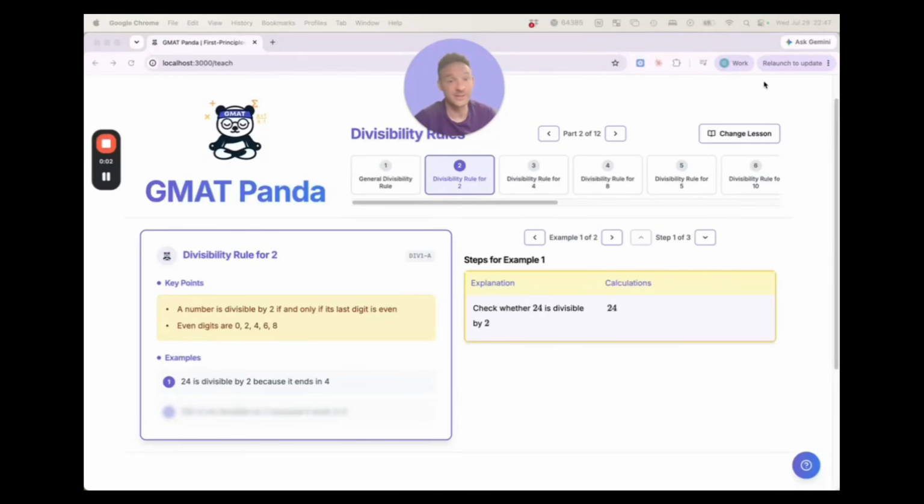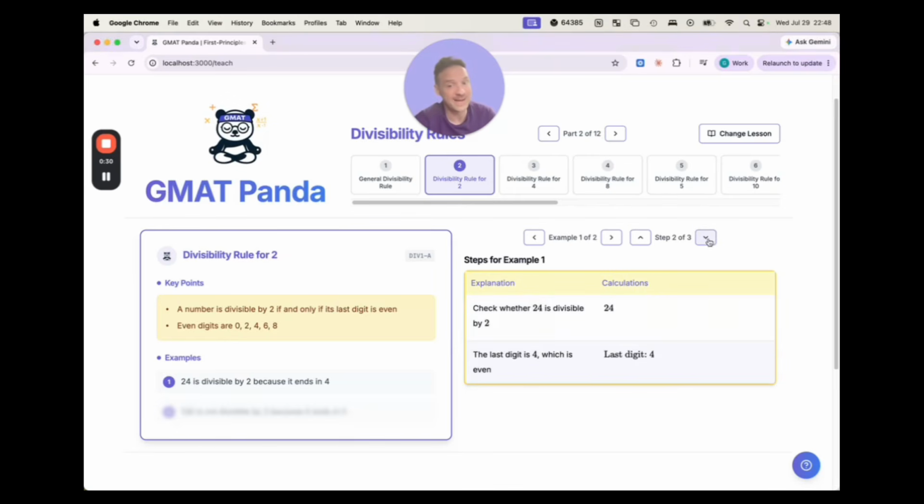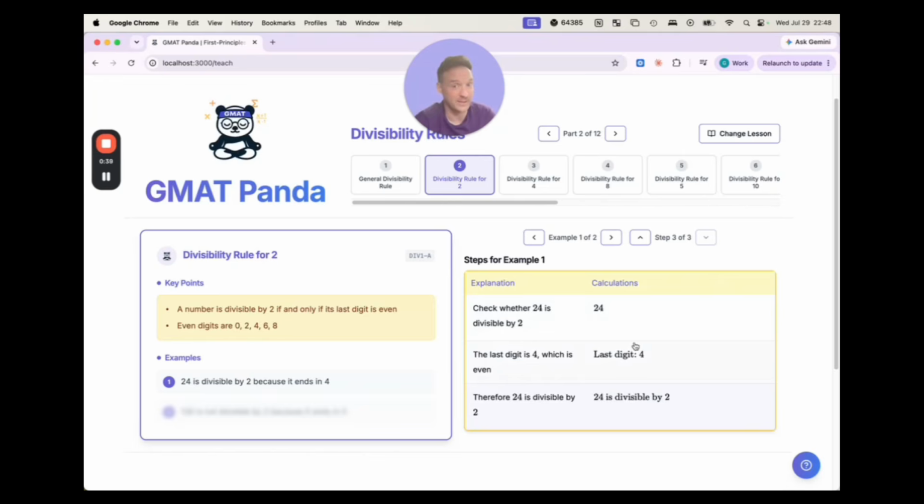So we can easily check if a number is divisible by 2 just by looking at the last digit and checking if that digit is even. As a reminder, even digits are 0, 2, 4, 6, and 8. So if we have the number 24, for example, and we want to check if it's divisible by 2, we isolate the last digit, and that's 4. Is that one of the even digits? Yes, it is. So in that case, we can say that 24 is divisible by 2.